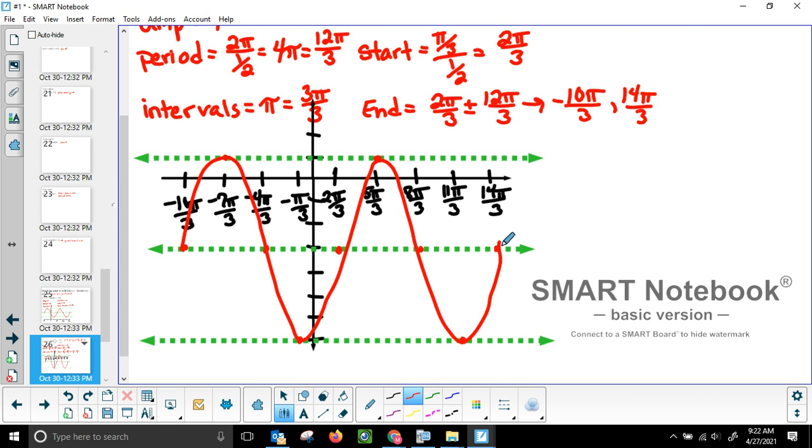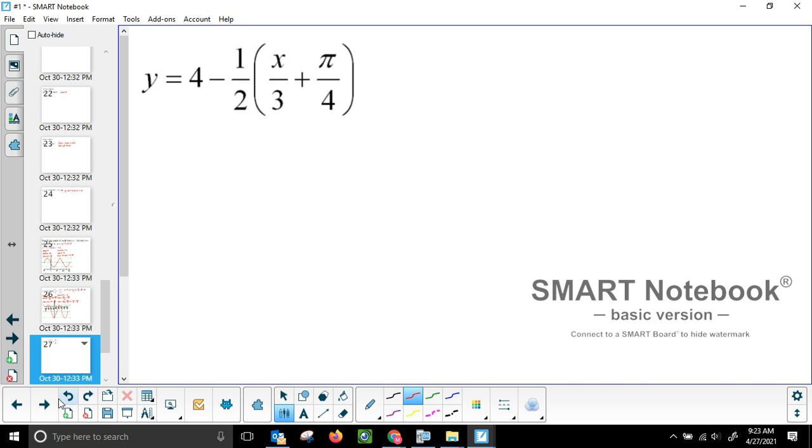All right, those ones are about as hard of ones as you'll see. Whenever you have ones where the start and the intervals don't line up nicely, those are the most difficult ones. All right, we will try one more.